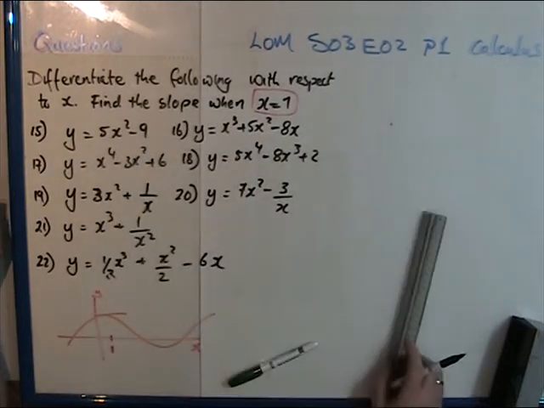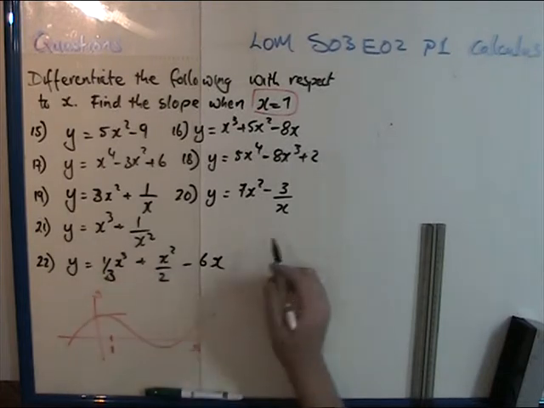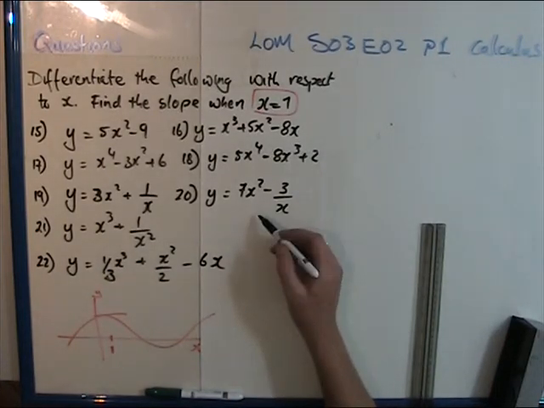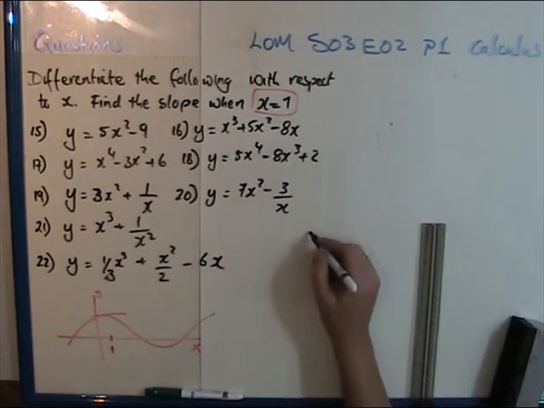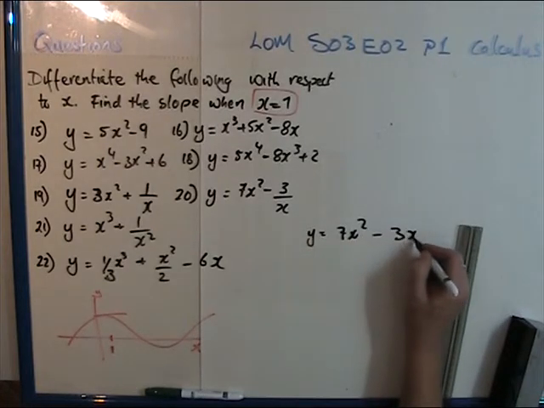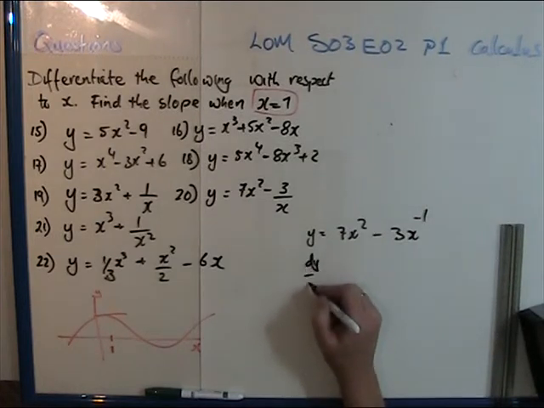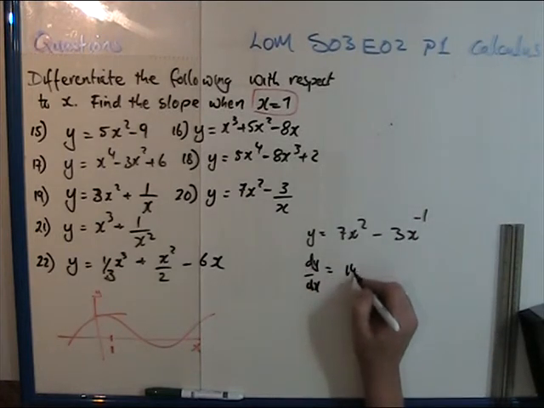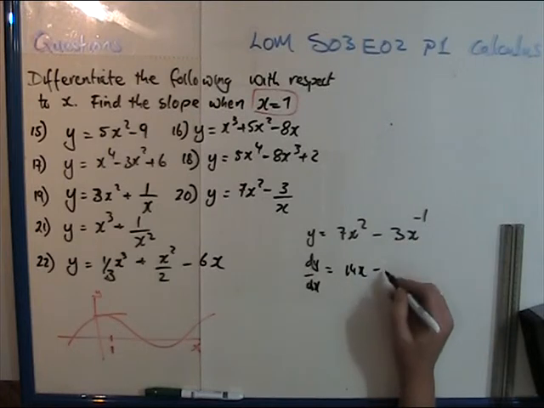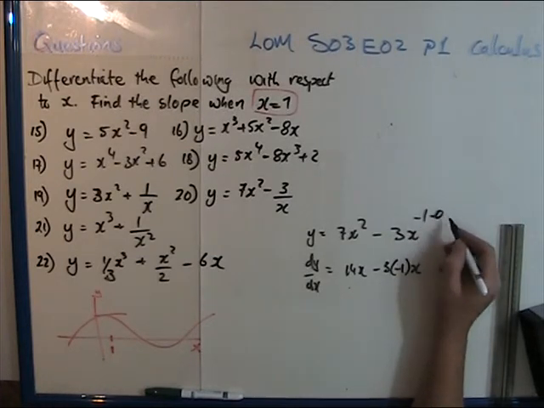So you get the derivative. We'll just pick one. y is equal to 7x squared minus 3 times x to the power of minus 1. Do you see what I'm doing here? So dy/dx is equal to 14x, and then minus 3 times minus 1 times x to the power of minus 1 minus 1, plus 1. Reduce the power by 1.